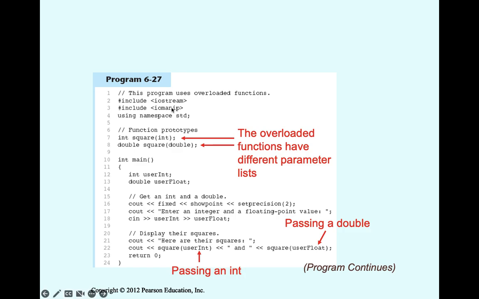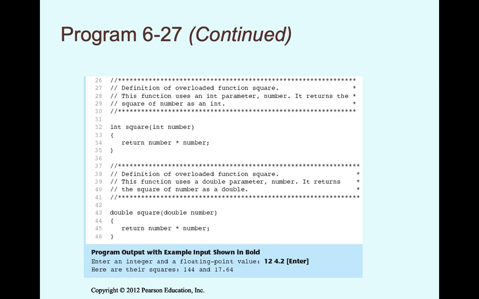It's like we have 2 versions of the function. One version that takes an integer, another version that takes a double.